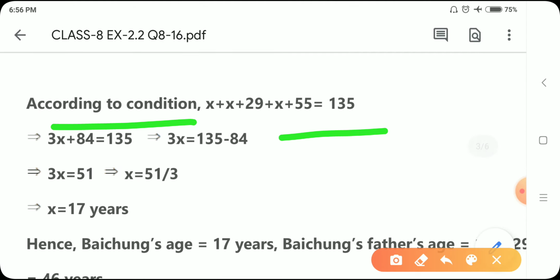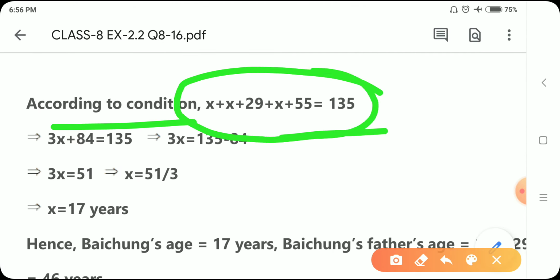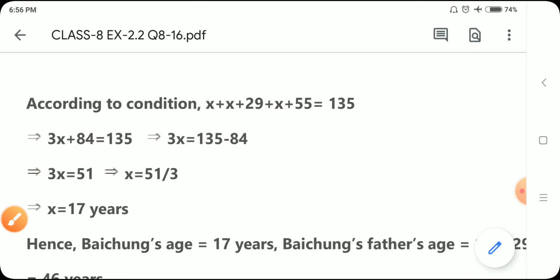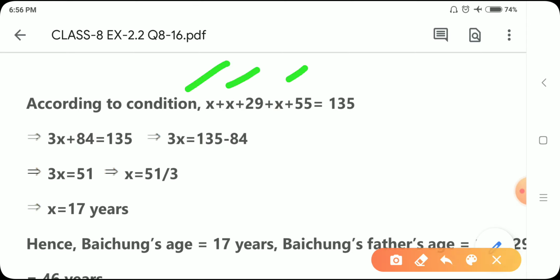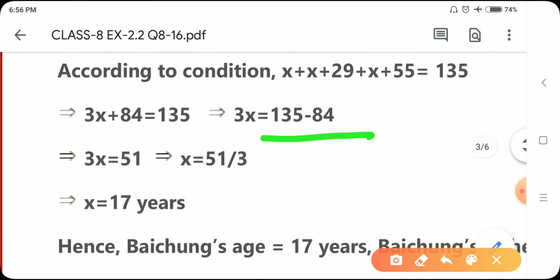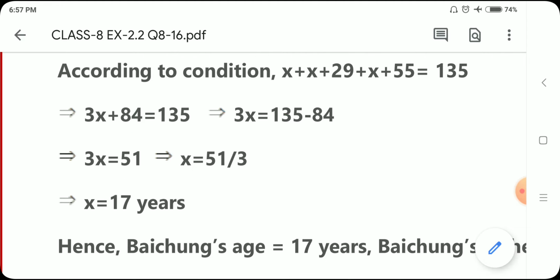According to the conditions, adding the ages of all the three, Becheng's age, his father's age and his grandfather's age, you will get 135. This is given to you. Now solving this, the x terms will give you 3x. 29 plus 55 will become 84, and 135 as it is. Now taking 84 to the other side, you will get 3x is equal to 135 minus 84. So you will get 51. You will get 3x is equal to 51.